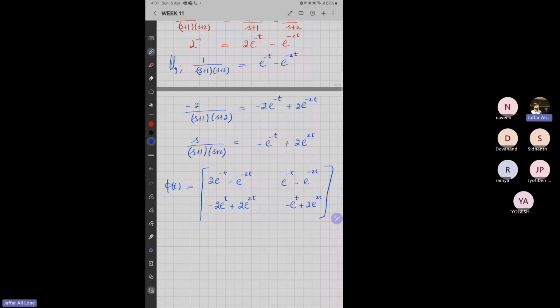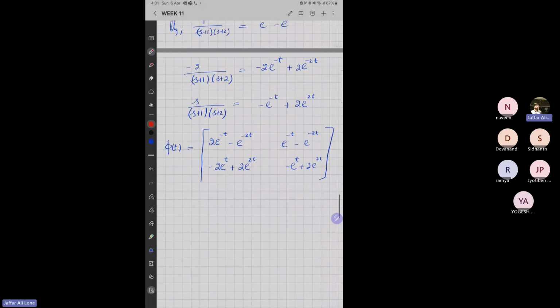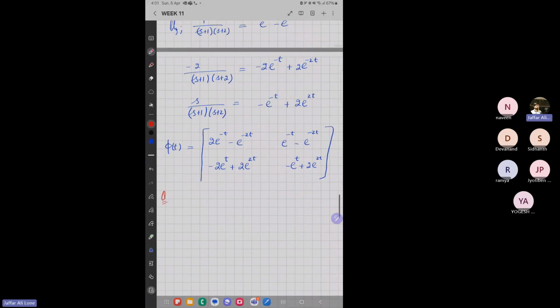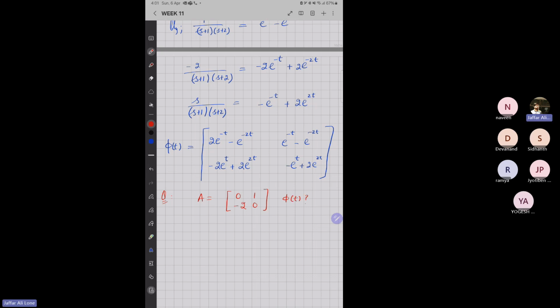So again, now let's do this. This is a bit tricky. Your A matrix is given as 0, 1, minus 2, 0. You guys will solve it, I'll not solve it. Can you find phi t? That's the state transition matrix. Can you find it?